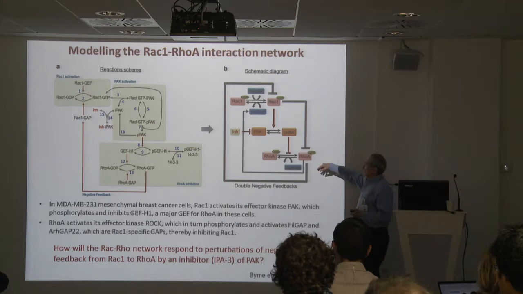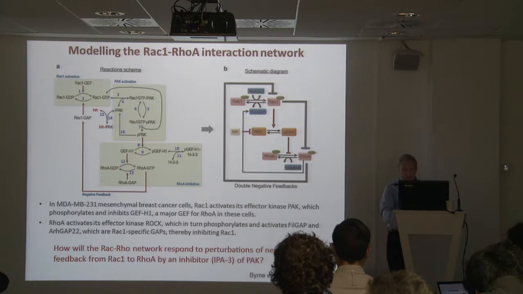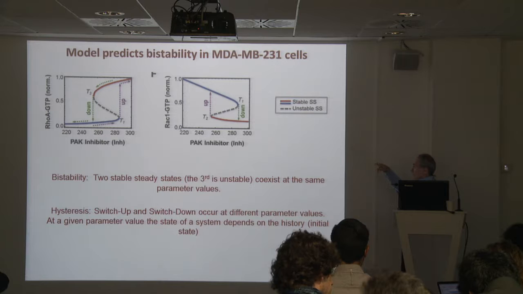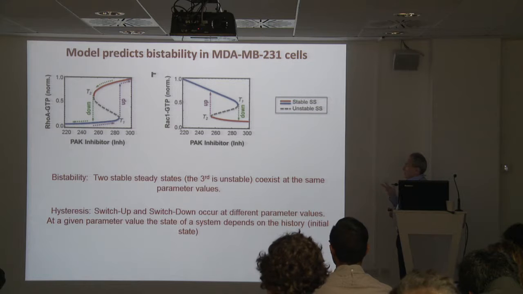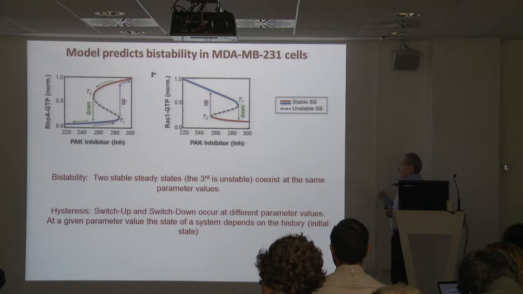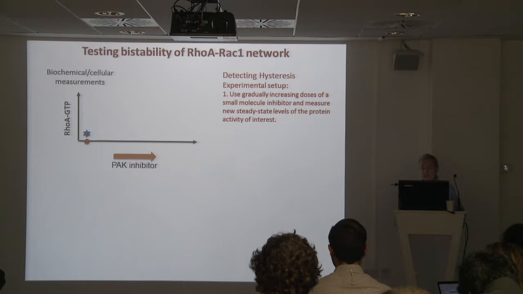But in order to find this experimentally, we need to perturb the system. So what we do, we give an inhibitor to this kinase and see what happens. The model gives you hysteresis, which is a hallmark of any bistable system. You see that you switch up and switch down at different positions, and this is a real hallmark of the system. Therefore, we introduced this way to find bistability by measuring hysteresis. And this slide illustrates it.